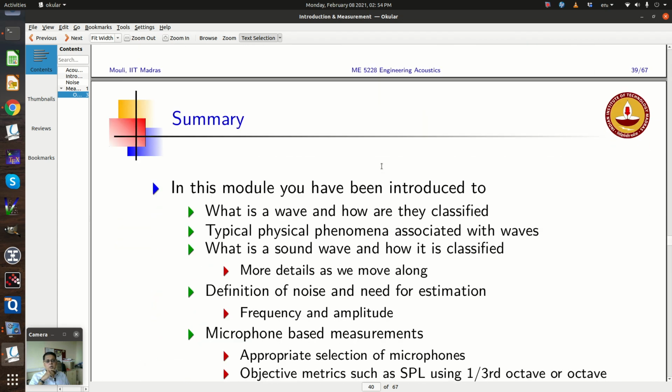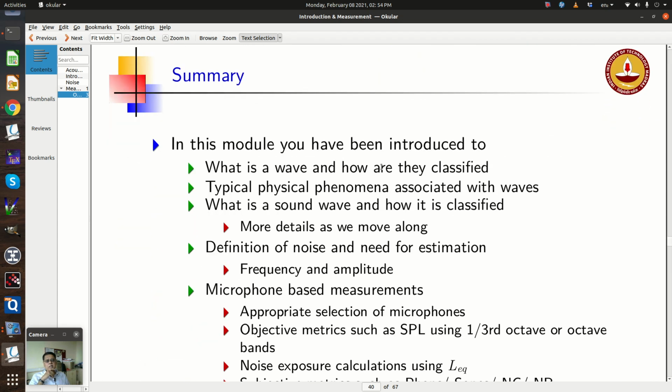Alright, so what have we done in the introductory module? Summary. In the introductory module you have been introduced to, first of all, what is a wave and how they are classified, typical wave phenomena, and then we specifically looked at sound wave and how it was classified, and the definition of noise and the need for the estimation of noise. We saw frequency and amplitude as two characteristics that are very important. I did some sound recordings to show you how a whistle versus clapping has different characteristics.